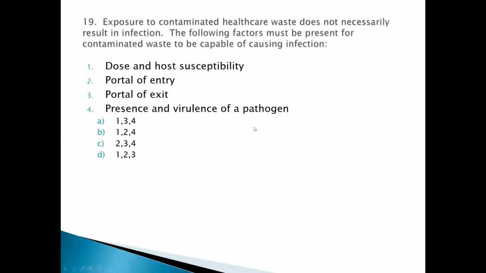Number 19. Exposure to contaminated healthcare waste does not necessarily result in infection. The following factors must be present for contaminated waste to be capable of causing infection: dose and host susceptibility, portal of entry, portal of exit, or presence and virulence of a pathogen. And then choose 3 of the above.